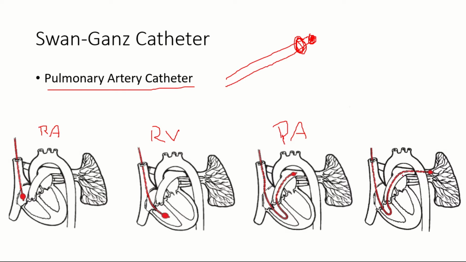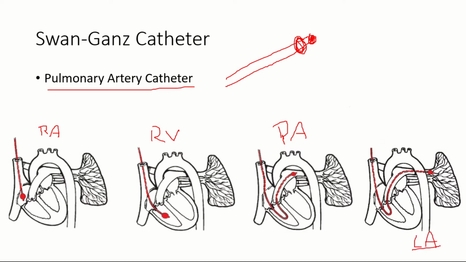Now further along, as the catheter moves forward, the balloon wedges itself into one of the branches of the pulmonary artery, and this will block the blood flow from the pulmonary artery, and now the pressure sensed by the tip of the catheter is going to be equal to that of the left atrium, okay?